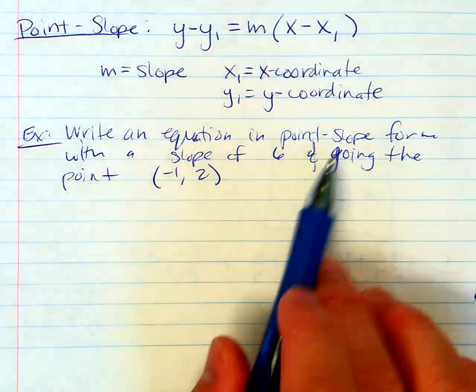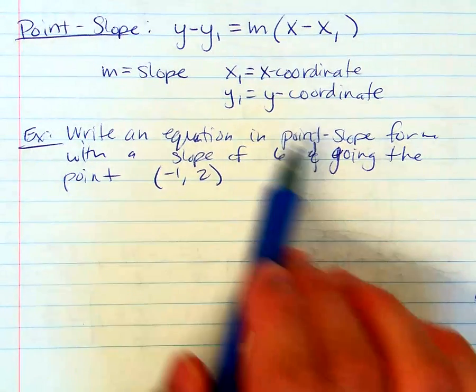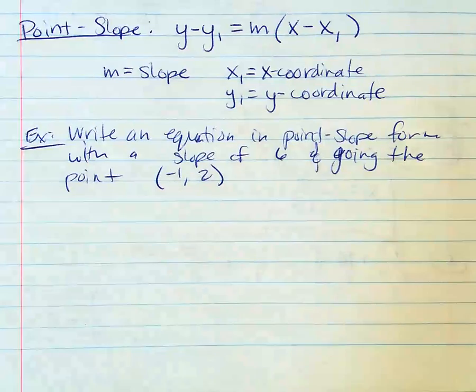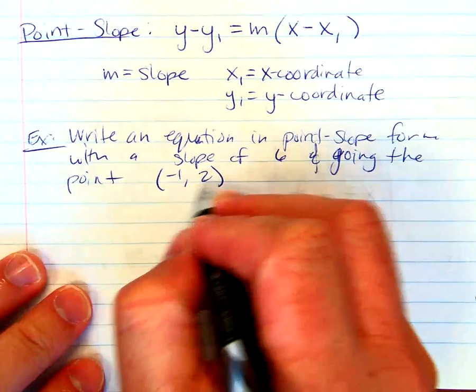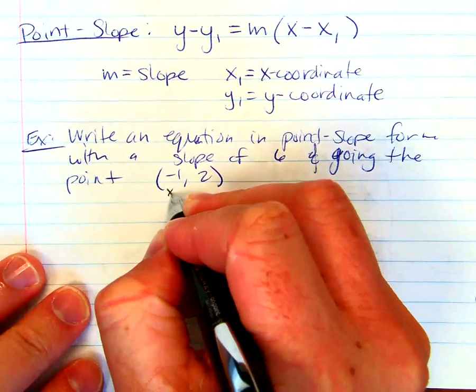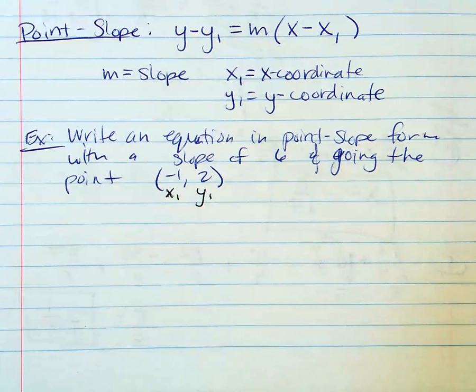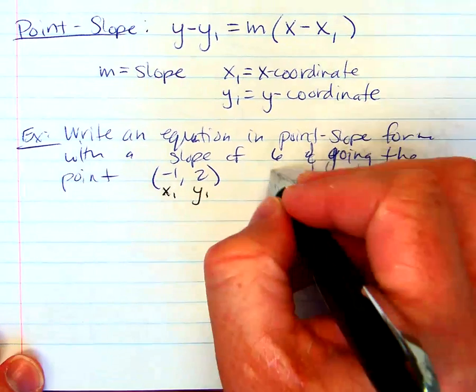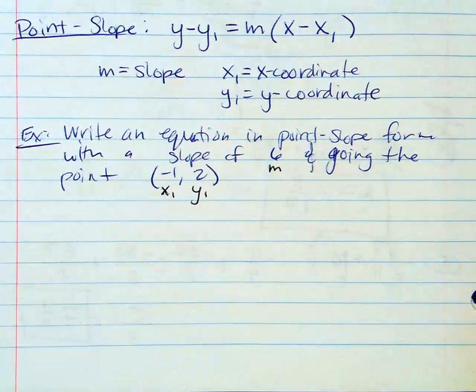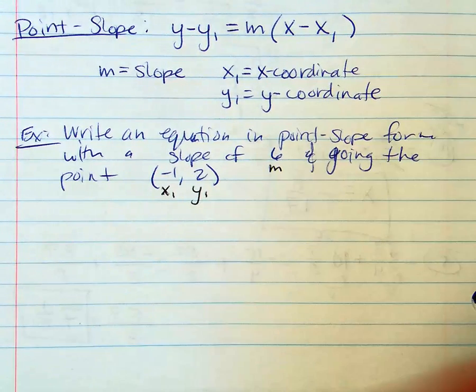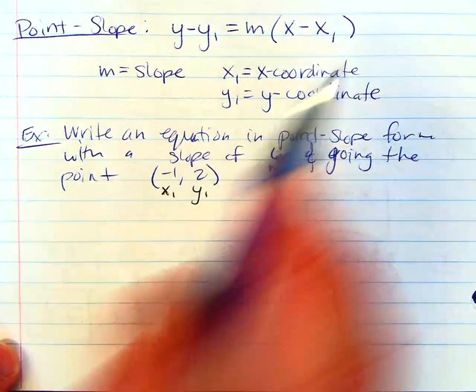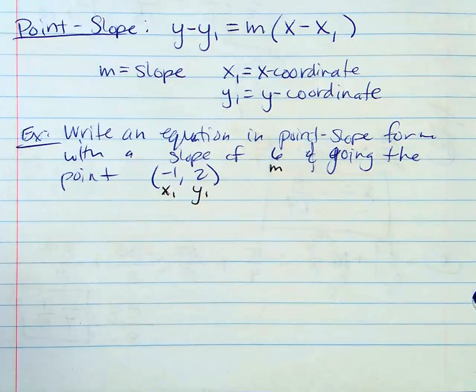So they very specifically ask for something in point-slope form, which means it's going to be set up like this. So the first thing I'm going to do is we're going to label this. The point that they gave us, this is our x1, y1. Now, we were already told the slope of 6, so that's our m. And we're going to plug these values into our formula to create the specific equation for this one line.